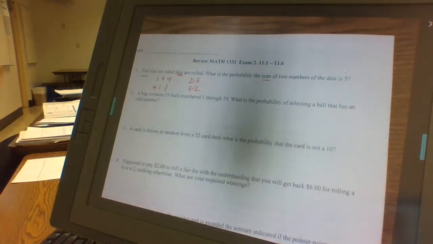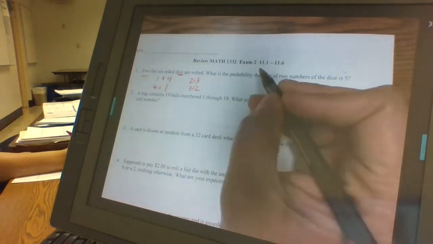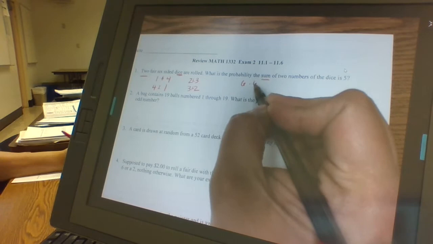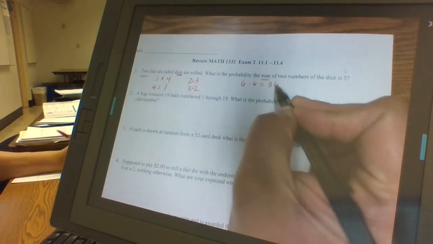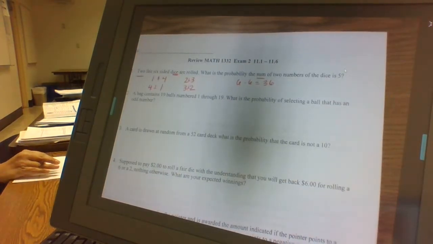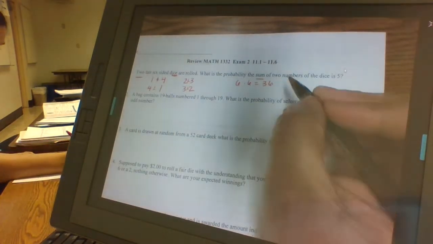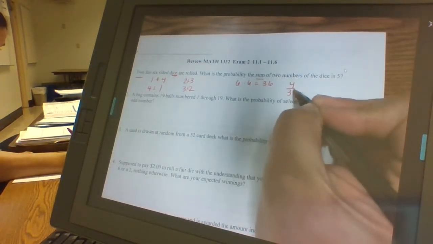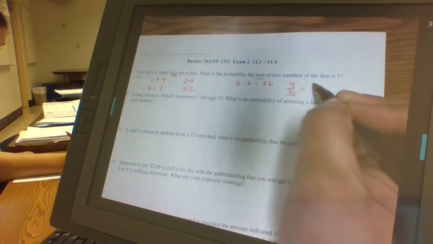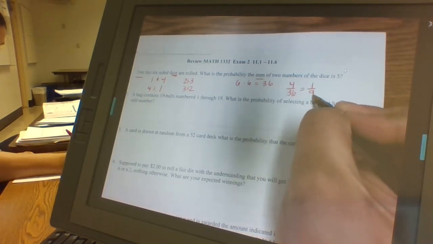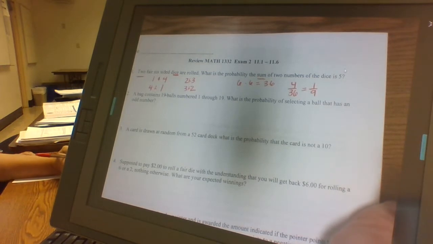Now, when you're rolling 2 dice at the same time, how many different outcomes do you have? Not 12, 36. Because there is 6 from the first one and there is 6 from the second one, so there is 36 possibilities. Now, how many give you a 5? 4. 4 out of 36, which reduces to 1/9. Are we okay with that?